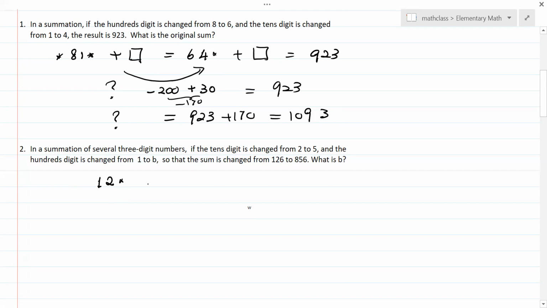So it's a 3-digit number, right? And plus some other numbers we don't need to know. So the 10th digit is changed to 5, and the 100th digit is changed to B. We don't know B, right? Then add this number. That's the change in the difference.